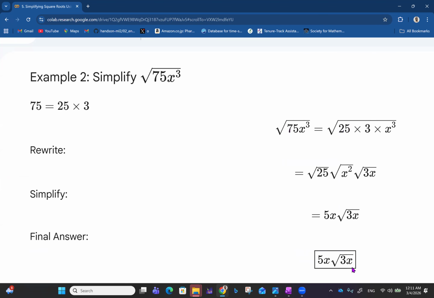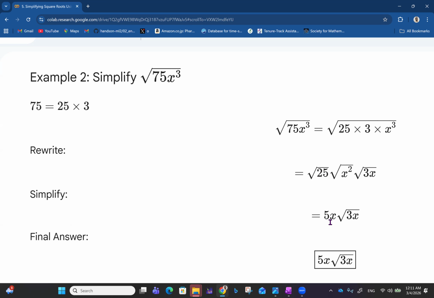Then for this other one, you have square root of 75x cubed. So 75 is 25 times 3. So that's 25 times 3 times x cubed. Then this one now you can break it apart. You have square root of 25. In x cubed, you have x squared. Then you have 3 left and x left.